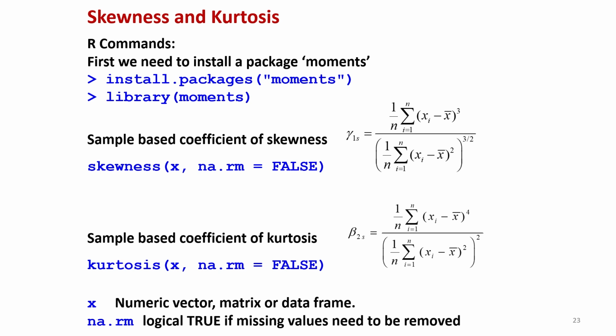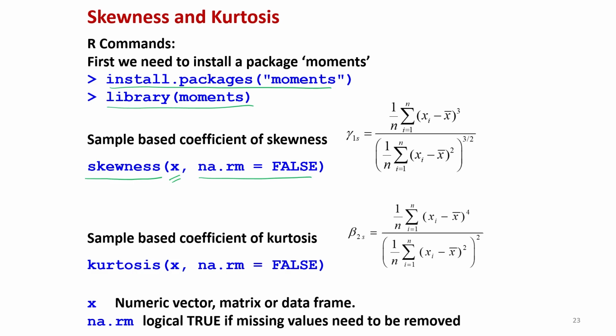So, I can install this package by using the command install.packages, then I can load it using the command library. Now, the sample-based coefficient of skewness is computed by the command skewness, and then you have to give here the data vector x, and if there are no missing values, then you can give here na.rm equal to FALSE.